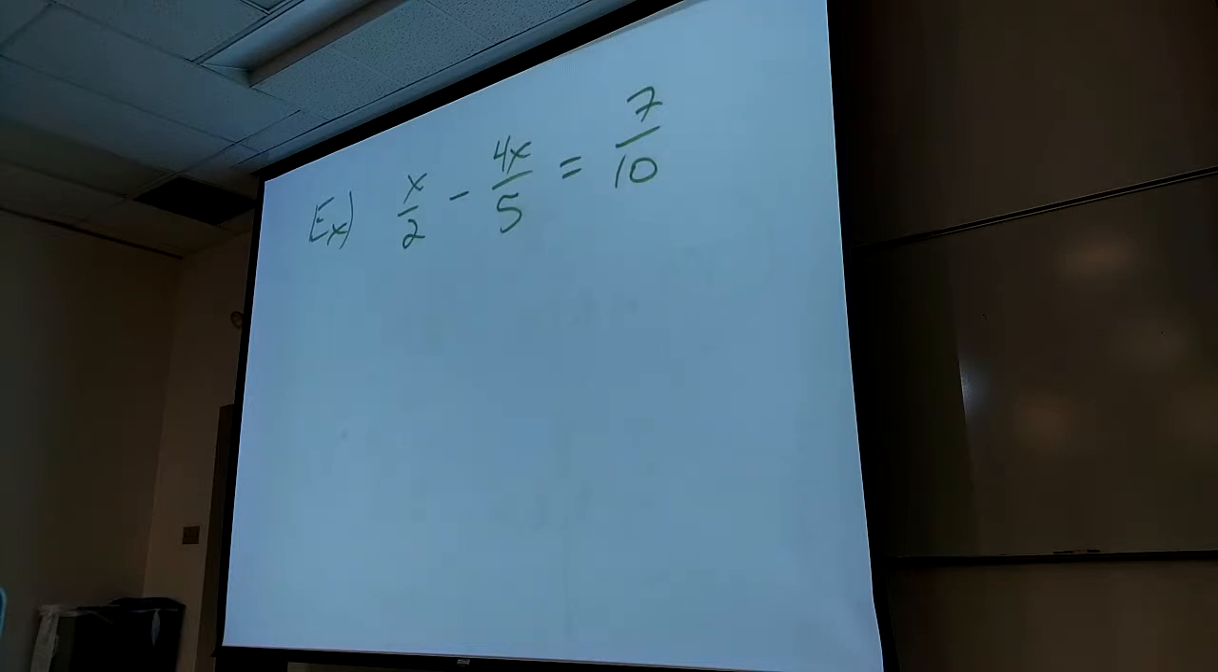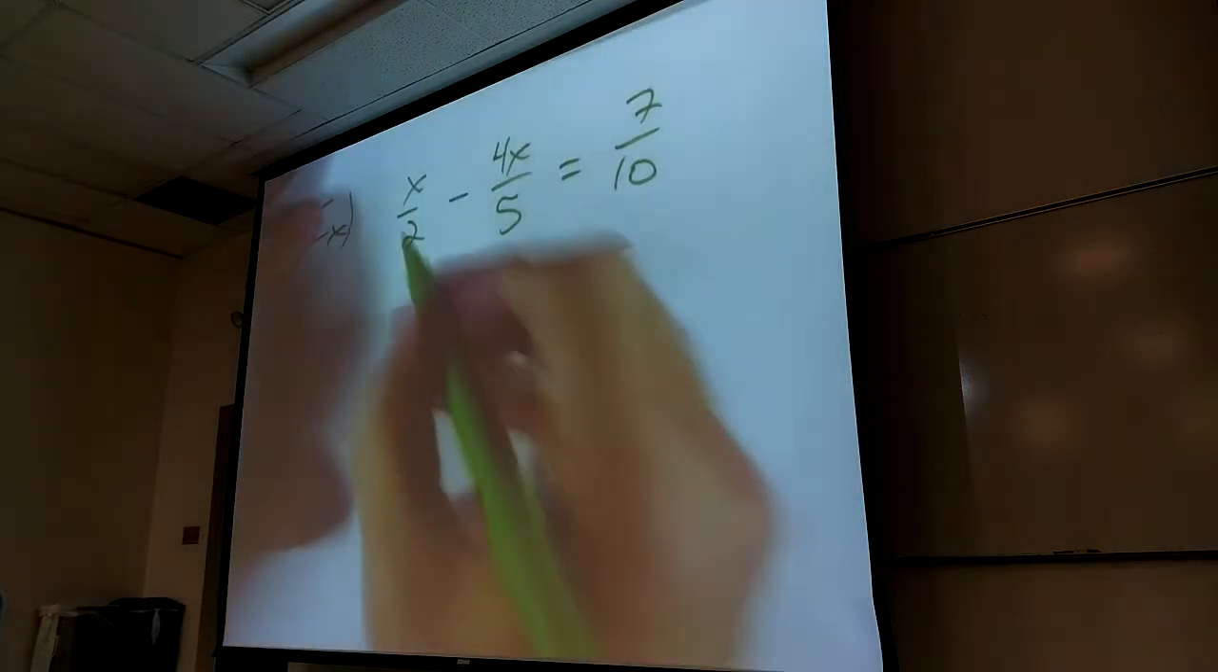Because if all the bottoms are the same, what am I allowed to do in an equation? I can do stuff to both sides, right? So if everything is being divided by what? What's the LCD? 10. If everything's being divided by 10, I just multiply both sides by 10. All my fractions go away. So who needs what? This first guy needs 5?